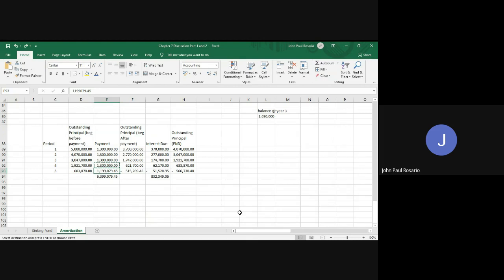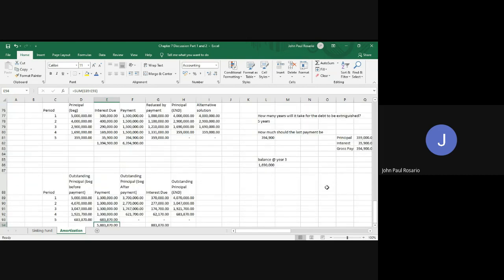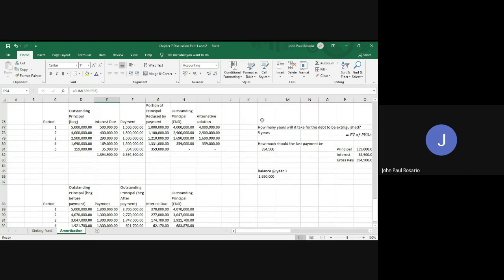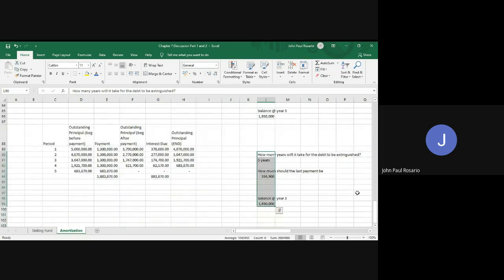For payment. Okay. So ano siya? Okay. So let us see na kung unwitting ba siya, can we still answer these questions? Kaning tulo ka buok. Will we be able to answer these questions? How many years will it take for the debt to be extinguished?